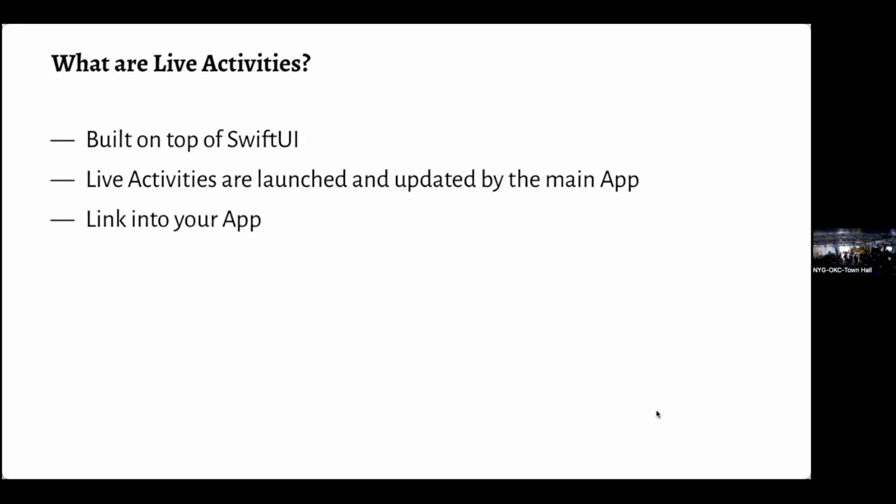But what are live activities really? They are SwiftUI views provided to the widget extension, and they are launched through the main app, and they receive a payload of data to render. That data can be updated through the main app as it runs in the background, and you can even update this data remotely with push notifications. They can also share information from the main app, like through the keychain and user defaults, through app groups.